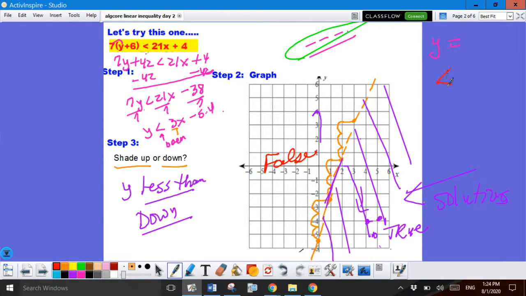So here's kind of your piece. If it's pointing to the left, that's less than. You're going to shade down. If you see greater than in any form, you're going to shade up. So up versus down.